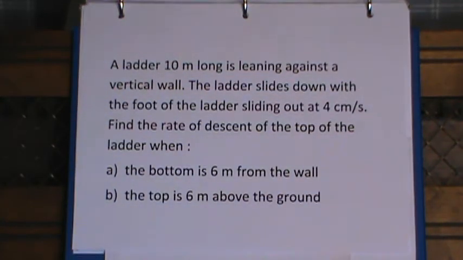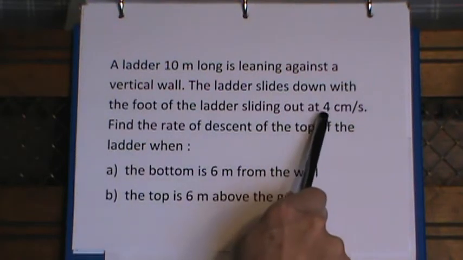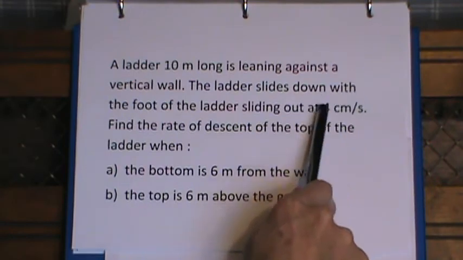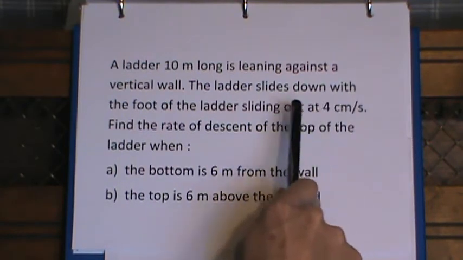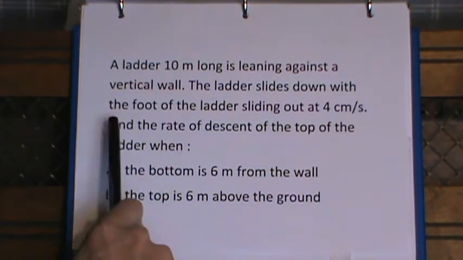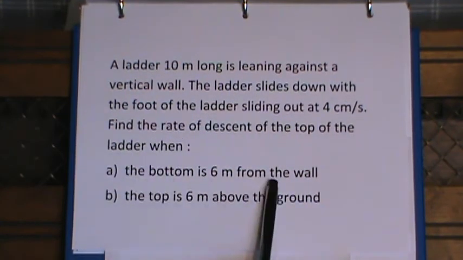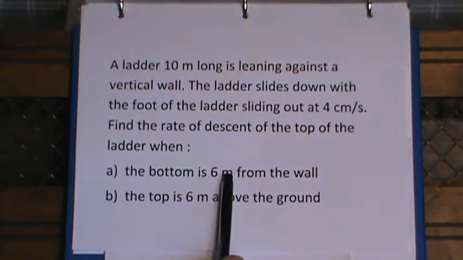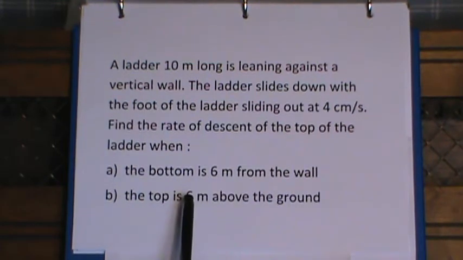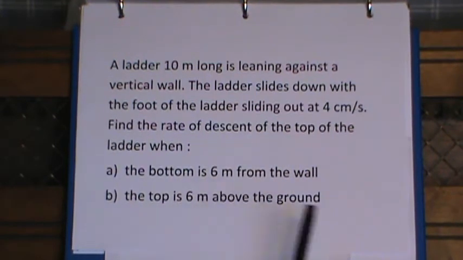The other problem I want to look at in this video is, again, the typical ladder problem. We have a ladder leaning against a vertical wall and the ladder slides down. We were given the rate at which the foot of the ladder is moving out from the wall, and we have to find out how fast the top is coming down under two conditions: when the bottom is 6 meters from the wall, and then secondly when the top is 6 meters above the ground.